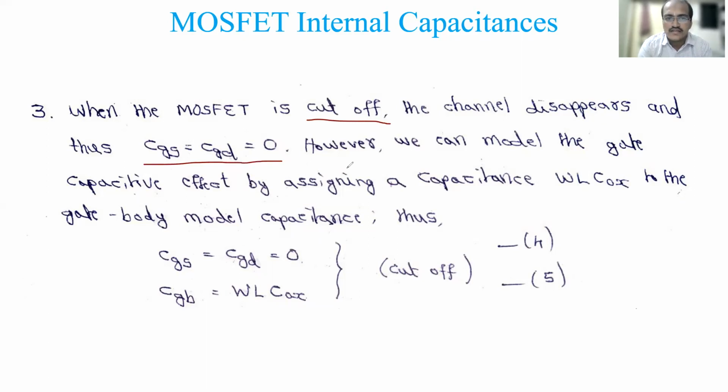However, we can model the gate capacitive effect by assigning a capacitance WLCOX to the gate-body capacitance. Between gate to source and gate to drain there is no capacitance, but there is a P-type substrate, right? That is called the body. So that can have the total complete value, WL into COX. That is the third capacitance, and these will be 0. So this is about the 3 capacitances, CGS, CGD, and CGB, in the case of cutoff, triode, and saturation region.